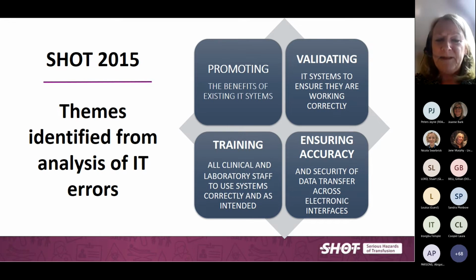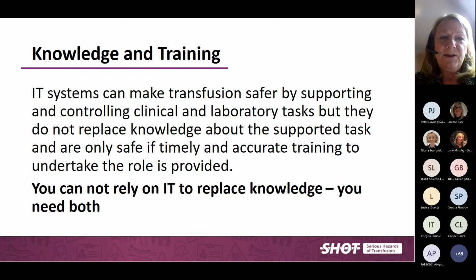And above all, you absolutely have to train people so that they use these systems correctly and as intended. And just to exemplify that point, IT systems do make transfusions safer. They can control clinical and laboratory tasks, but they absolutely don't replace knowledge about the task that is being supported. And they're only good if training is undertaken, and that you have the background knowledge.